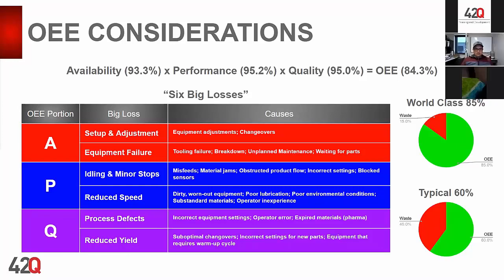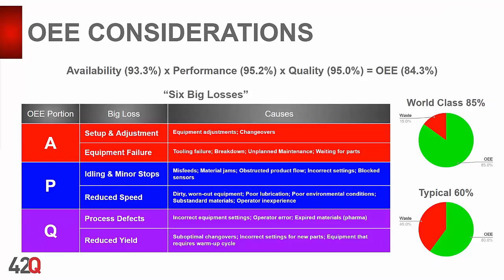And then last is quality. So our first big loss for quality is process defects. This could be from incorrect equipment settings, operator error, expired materials, especially when it comes to pharma. And then next is reduced yield. This could be from suboptimal changeovers, incorrect settings for new parts, or equipment that requires a warm-up cycle.